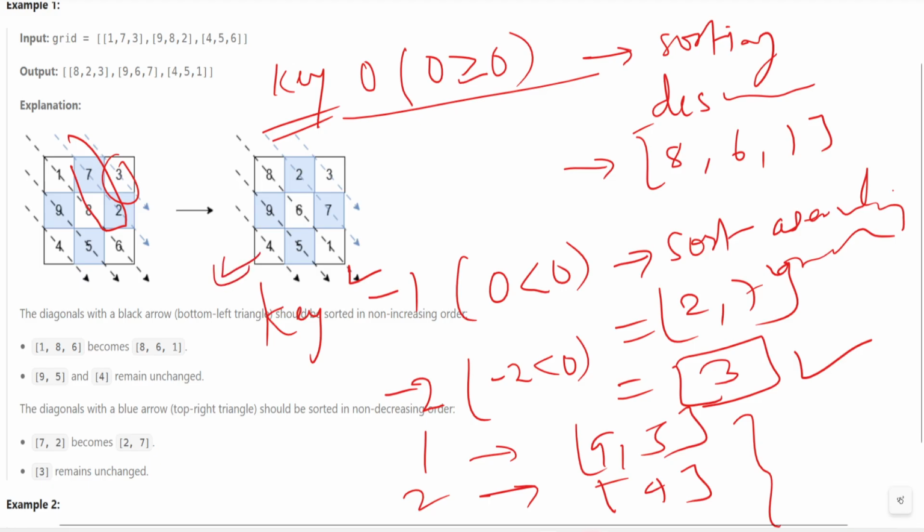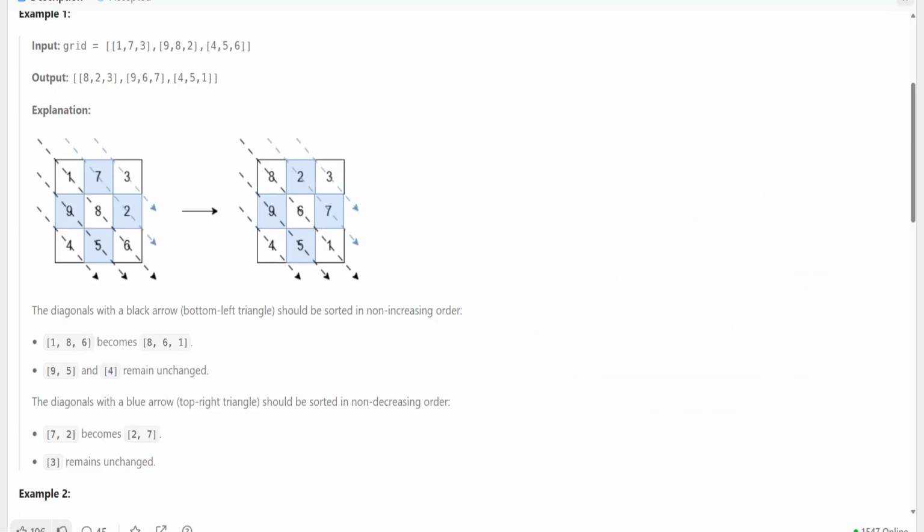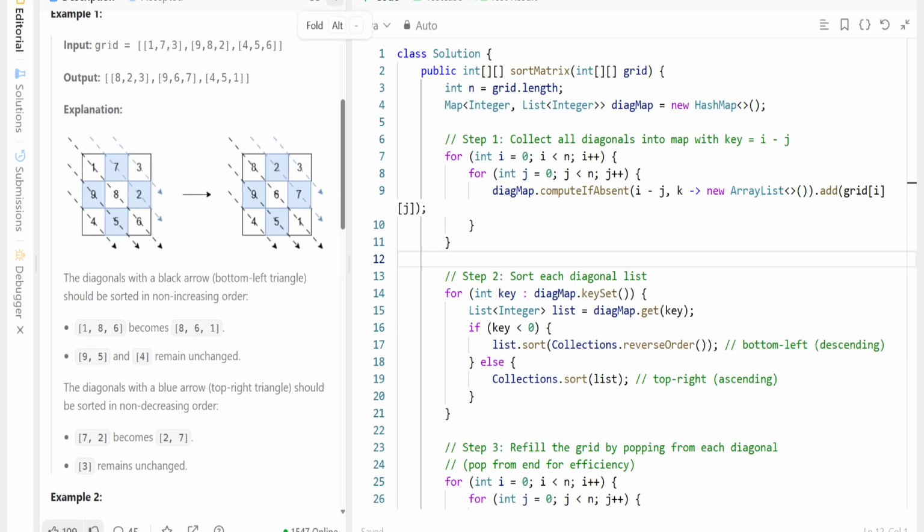Now understand the code, how I implemented it. Let me tell you how.